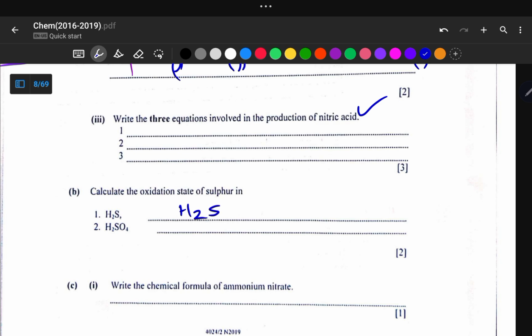So the oxidation state of hydrogen is +1, and this one is X. So it's +1 by 2 atoms of hydrogen plus X, which is equal to 0, since this is a neutral molecule. So 2 plus X is equal to 0, X is equal to -2. So the oxidation state of sulfur in hydrogen sulfide is -2.